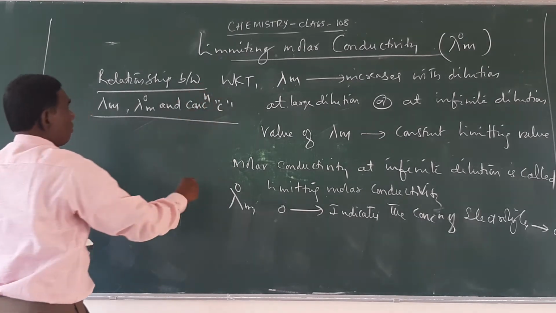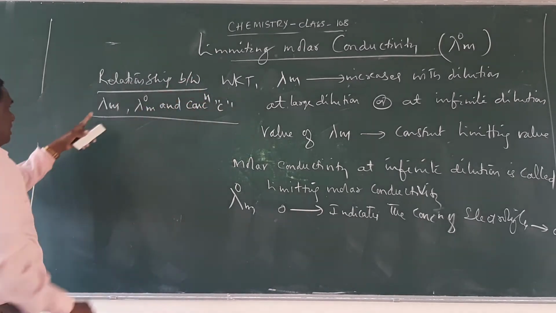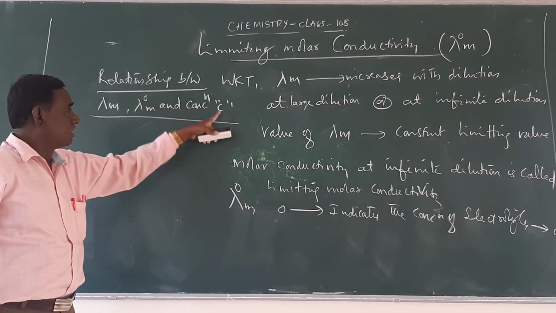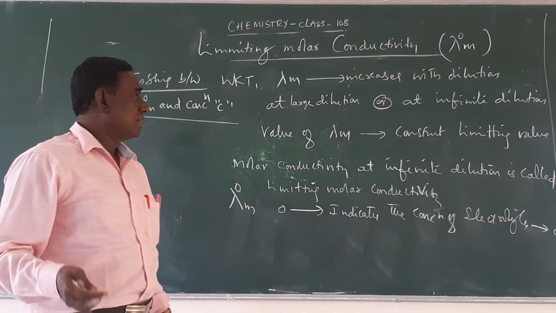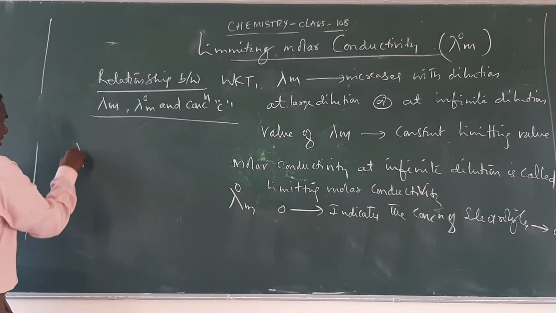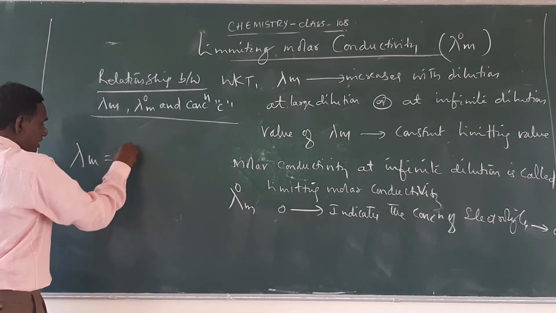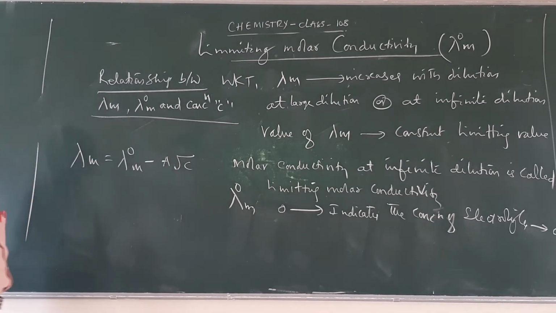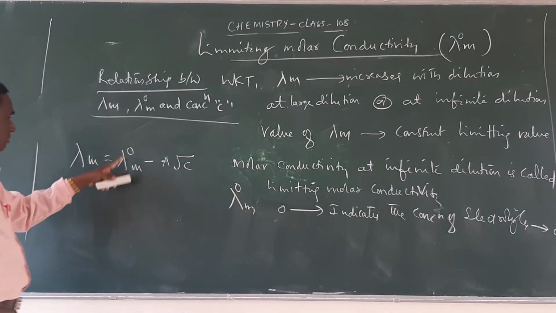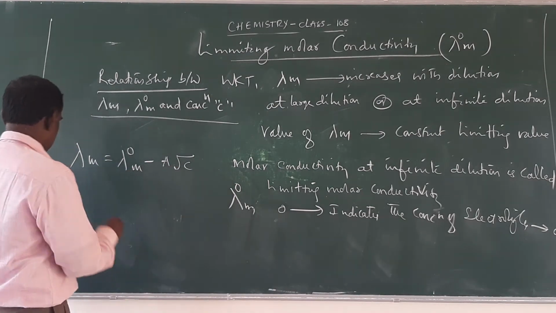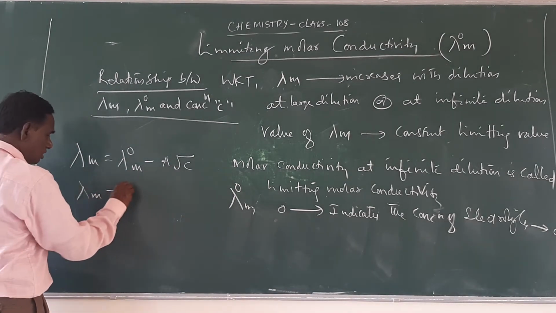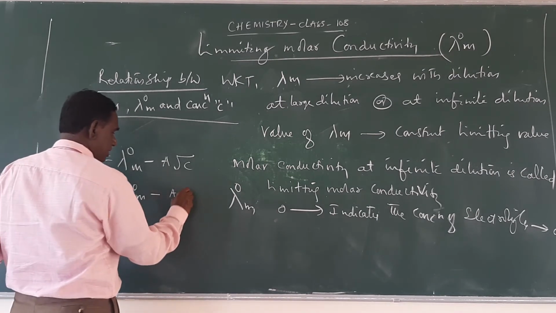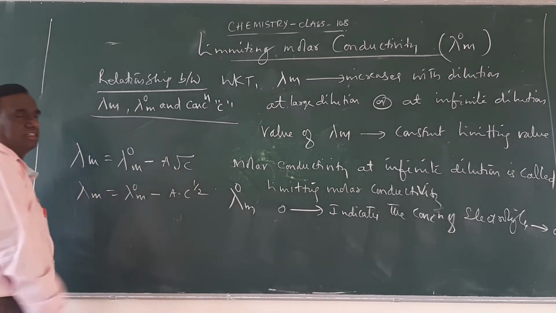What is the relationship between lambda m, molar conductivity, lambda naught m, limiting molar conductivity, and the concentration C of the electrolyte? It is given by the equation lambda m is equal to lambda naught m minus A into root C, or lambda m is equal to lambda naught m minus A into C to the power of half. You can write it like that also.